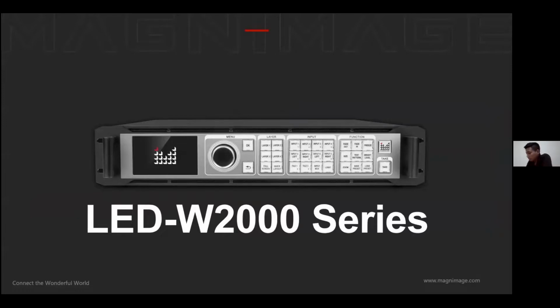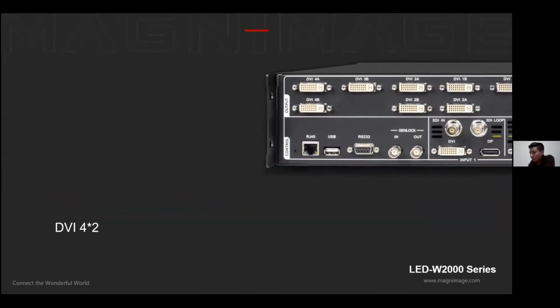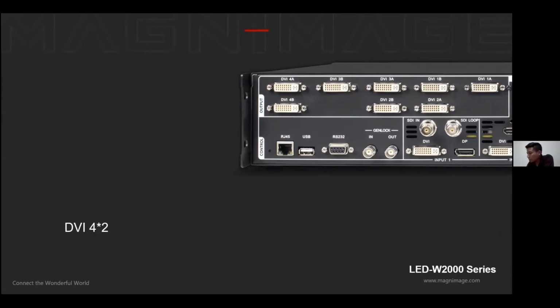Okay, right now I will introduce this model, W2000. This model we just released this year is a hot sale product, W2000. What's the difference? The W2000 is without HDMI output, but we have DVI 1, 2, 3, 4. Also for group, you can connect the 4 sending boxes.